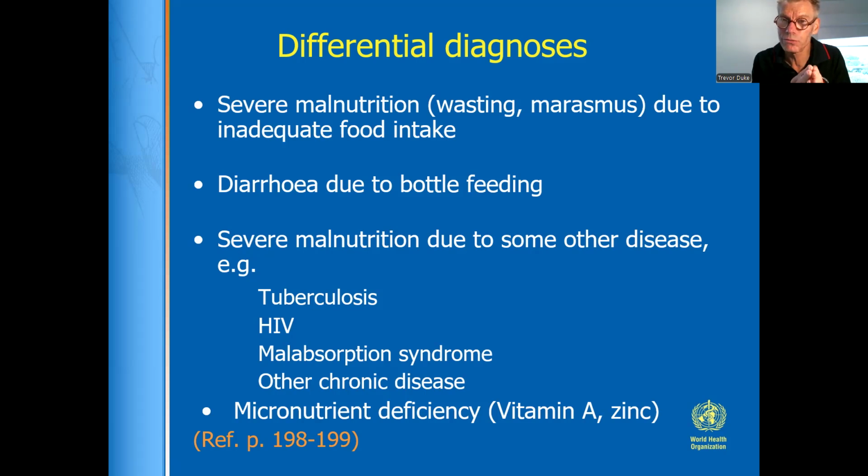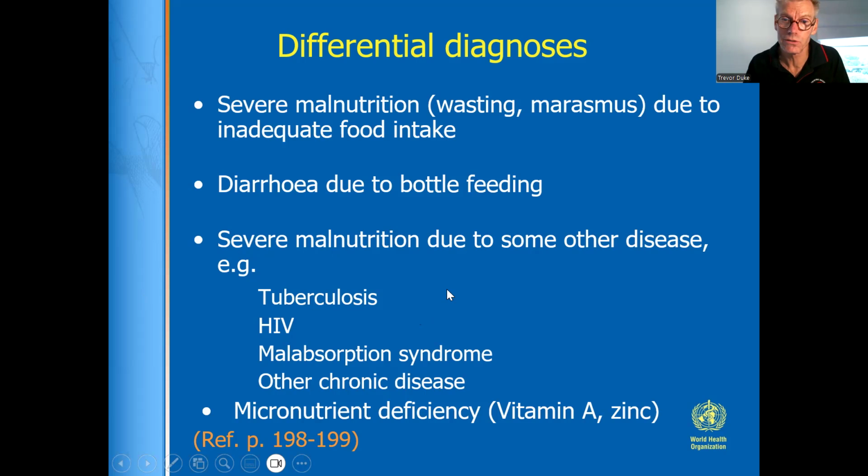So there's at least two things we know. One is that he had severe malnutrition due to inadequate food intake. Secondly, he had diarrhea, most likely related to bottle feeding, but also potentially related to some other gastrointestinal infection. Always consider whether he's got severe malnutrition due to some other disease like tuberculosis or HIV, or malabsorption syndrome, celiac disease or some other chronic disease. And consider whether Kobe's got some micronutrient deficiency like vitamin A deficiency or zinc, which are comorbidities related to severe malnutrition.